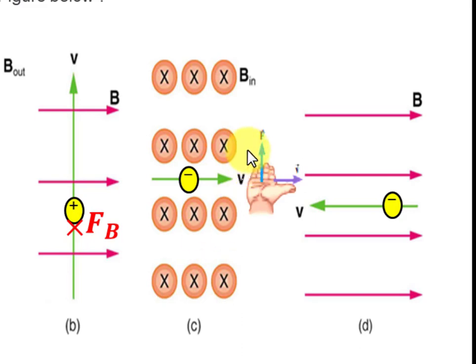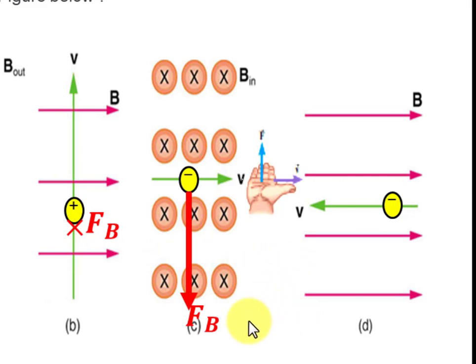If you put your palm here, you will get this. So v to the right, using your thumb here, your fingers into the page, you should get the force upward. This is true if the charge is positive. But this is a negatively charged particle, so the direction should be downward. You must remember this.